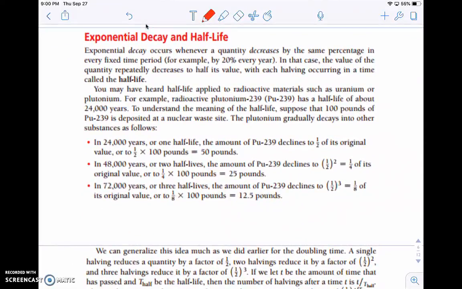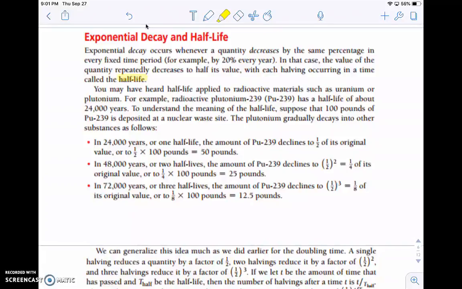Okay, now exponential decay is going to follow many of the same properties. However, when the quantity decreases by the same percent in every fixed period of time, for example by 20% every year, we're talking about a decay, because we're decreasing. In this case, the value of the quantity repeatedly decreases to half of its value, with each halving occurring at a time called the half-life. And I'm sure many of you have heard of this term, half-life. You may have heard of it applied to radioactive materials such as uranium and plutonium.